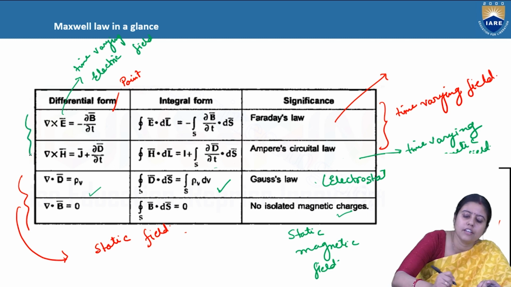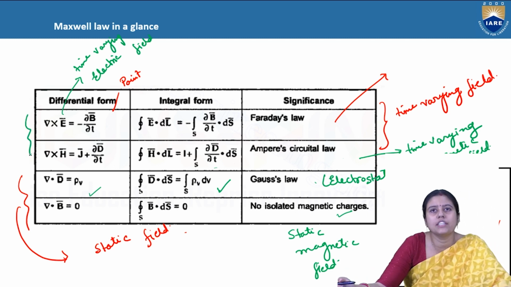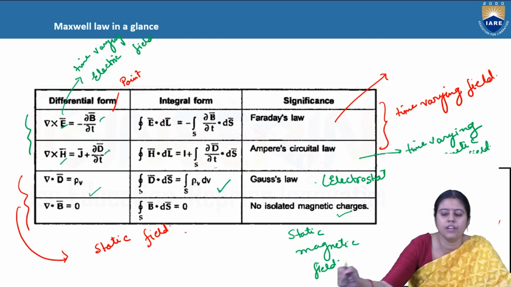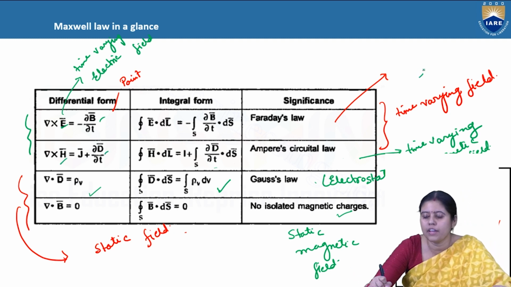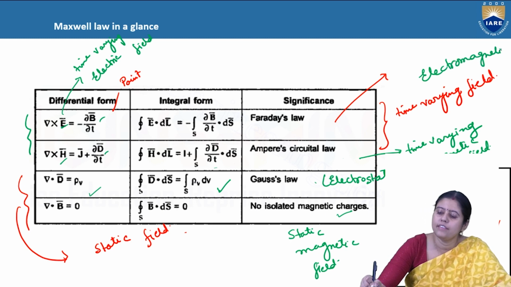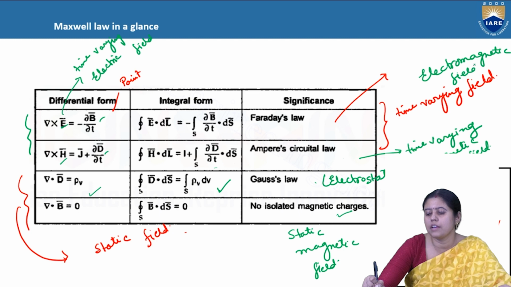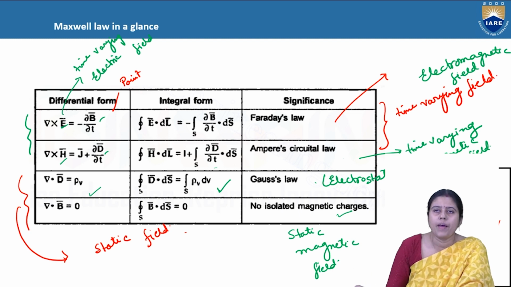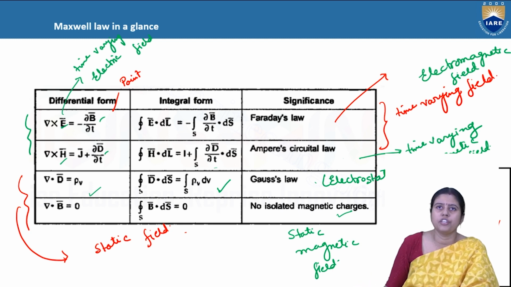In these 2 equations, you can find the correlation of the electric field and magnetic field. That's why these are about the electromagnetic field. So this is Maxwell's laws at a glance. Maxwell's laws have 4 equations.